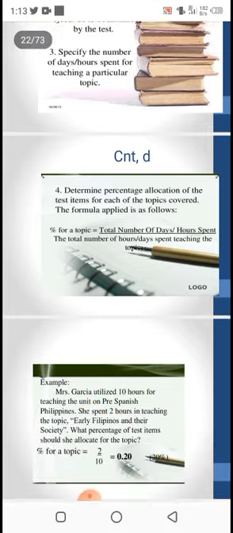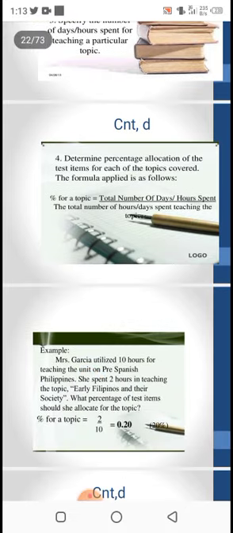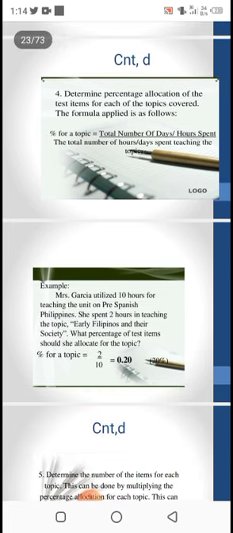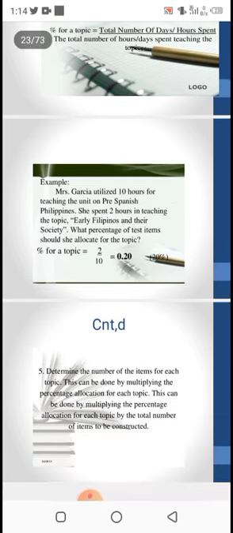The formula for determining percentage allocation of items equals the total number of days or hours spent over the total number of hours or days spent teaching the topics. Example: Miss Gracia utilized 10 hours for teaching the unit on pre-Spanish Philippines. She spent 2 hours in teaching the topic El Filipinos and their society. What percentage of test items should she allocate for the topic? Percentage for the topic equals 2/10, which is equal to 0.2, which is equal to 20%.